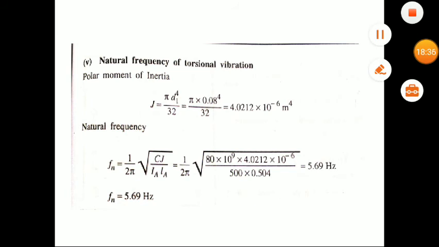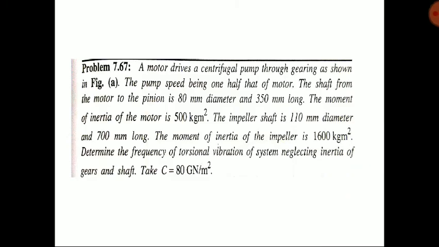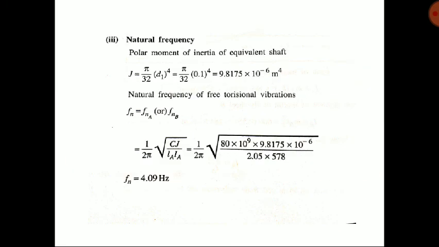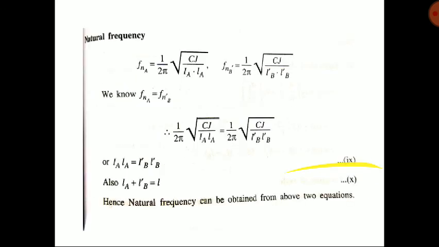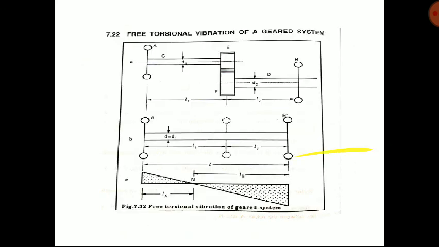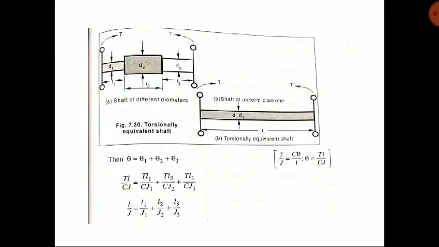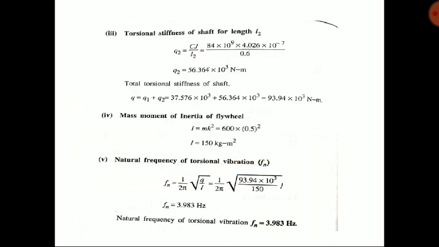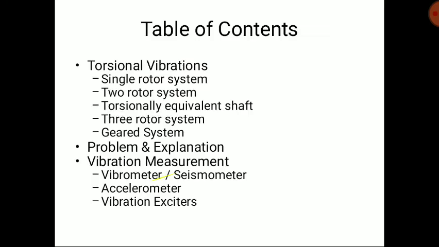So that's why we have come to the end of the 6th module. The main topics we have discussed here in the 6th module, if you are referring to the initial slide, are torsional vibration, single rotor, 2 rotor, torsional equivalent system, 3 rotor system, geared system.